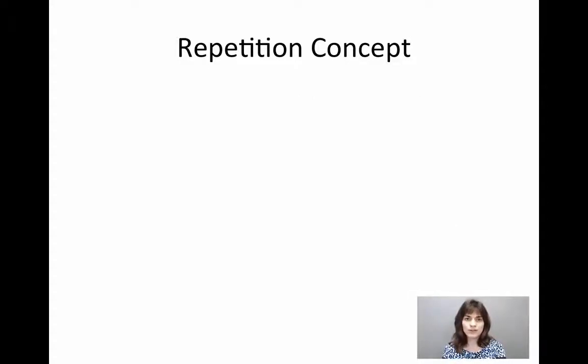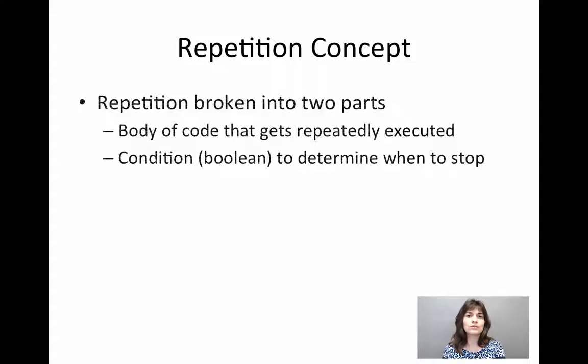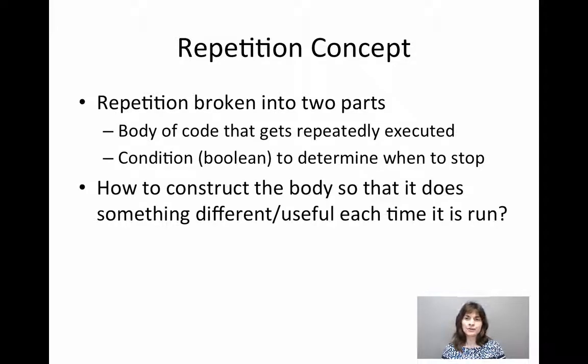When we write code that involves repetition, we pay attention to two parts. One is the body of the repetition, the group of statements that are going to be repeatedly executed. The other is the condition, the statement that controls when that execution is going to stop. How many times are we going to repeatedly execute that body of code? So the golden question becomes, how do we make sure that every time we execute the same lines of code, something different, something useful happens?